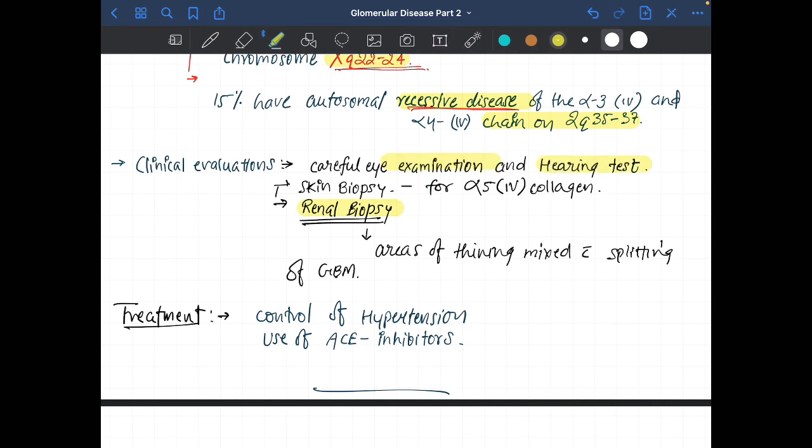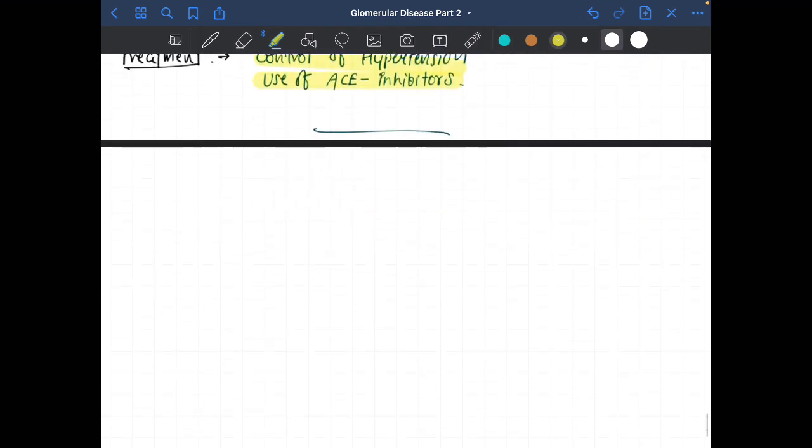Clinical evaluation: careful examination should be done and a hearing test should be done. Weber's and Rinne tests should be done. Skin biopsy for the alpha 5 chain of the collagen, and renal biopsy to check areas of thinning mixed with splitting of the GBM. The treatment is control of hypertension and use of ACE inhibitors.